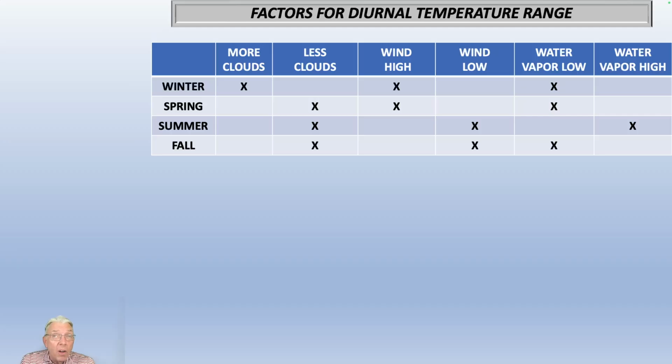And then during the fall, we have less clouds, we have less wind, and also less water vapor. So all those things are going into making the range bigger.